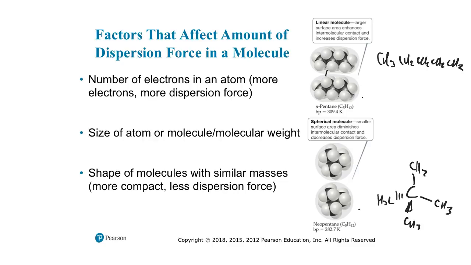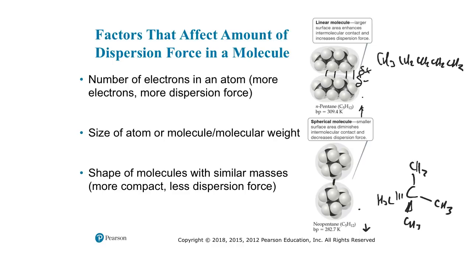Each of these has 5 total carbons and the same number of hydrogens, but having the atoms connected in a chain will allow 2 adjacent molecules to more easily push their electrons around to create a partial negative side and a partial positive side. So a linear chain molecule will be more easily polarized. That will make the molecules more attracted together. The boiling point here, 309 Kelvin, is higher than the boiling point of neopentane.